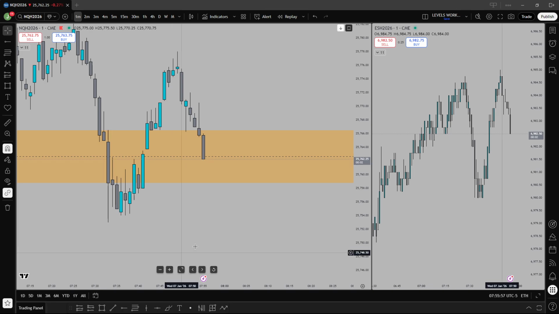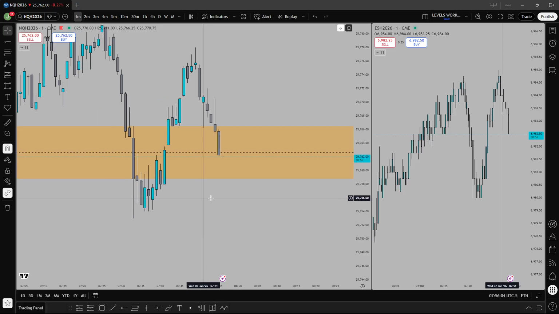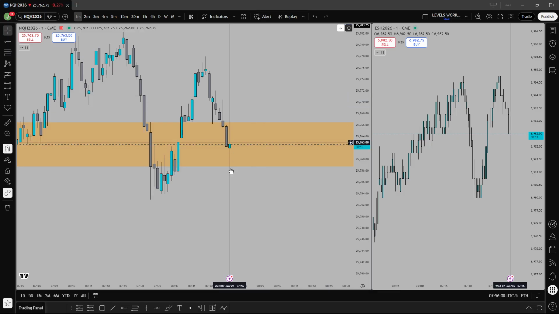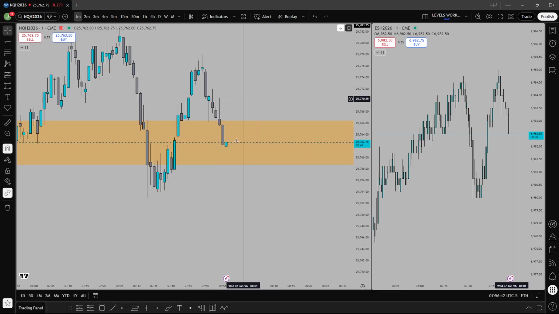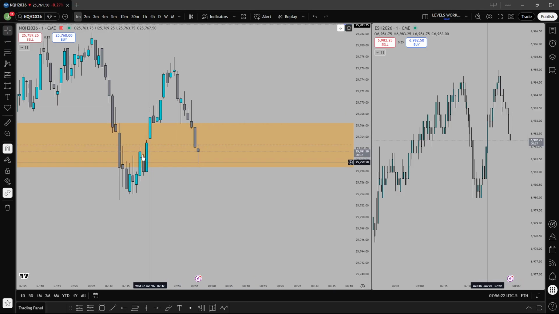Sorry guys. I like it. I wanna see it expand down now from here, because we have tapped the consequent encroachment of that hourly fair value gap and I want to see it stay below this inefficiency, close below this line, my cursor's line.